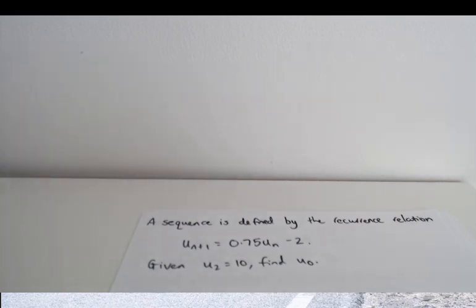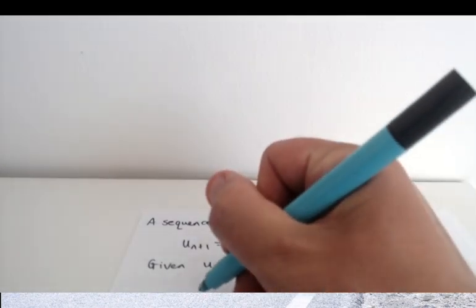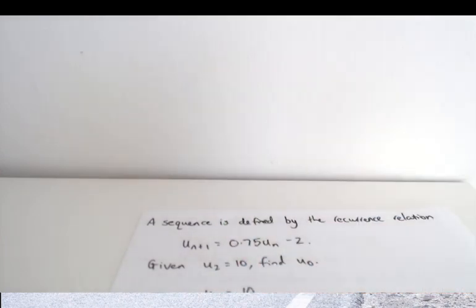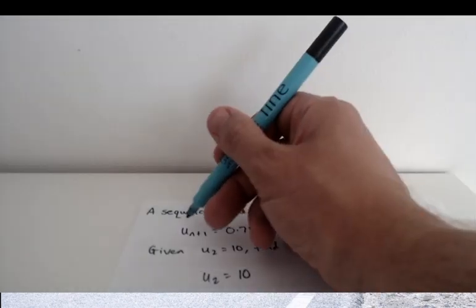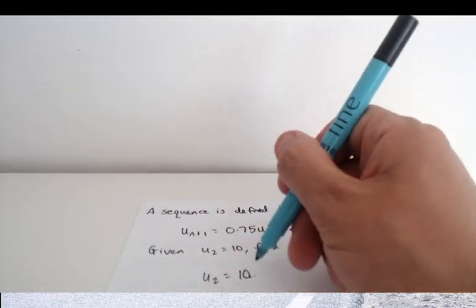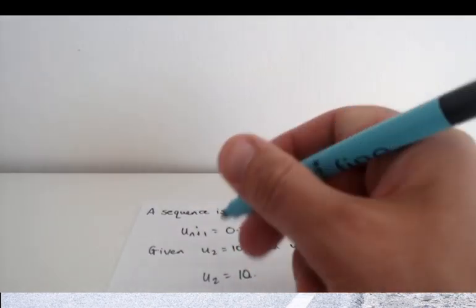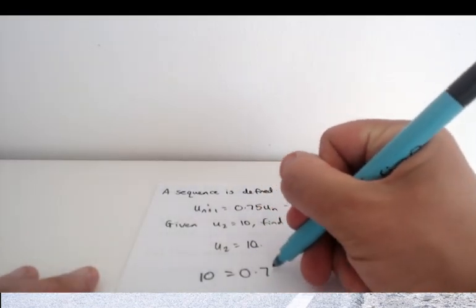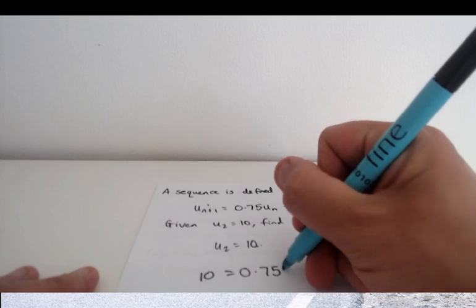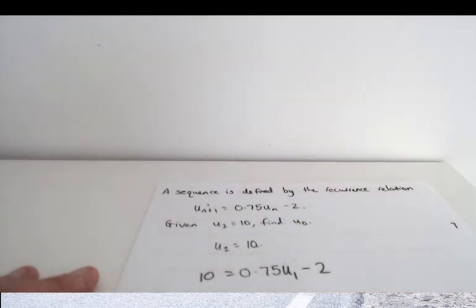Right, so far we've always been going up the way. Get u0, u1, u2, u3 and so on. Now we're going back the way. So we've been given u2. The first thing I can do is I can work out what u1 is going to be. Now remember, in your recurrence relation, this answer would be here. 10 would equal 0.75 times u1 minus 2.